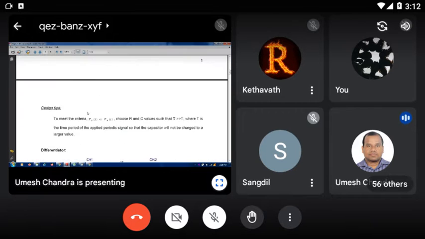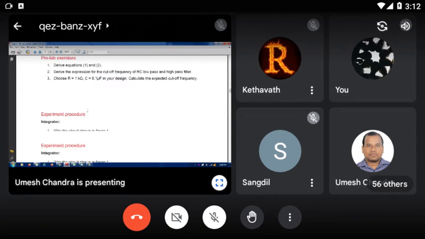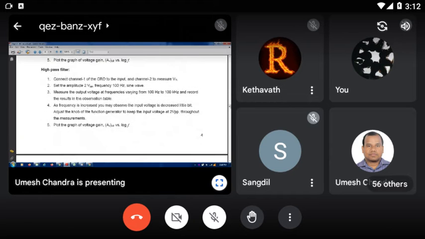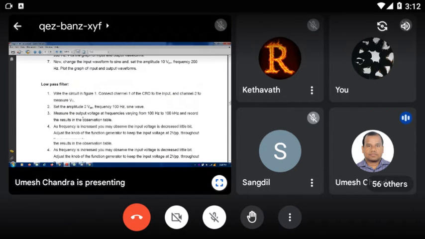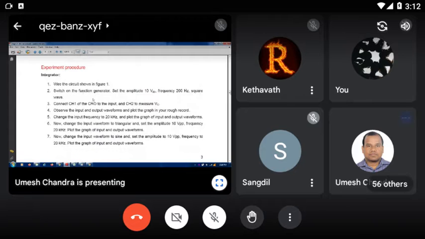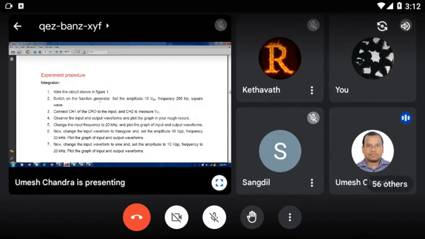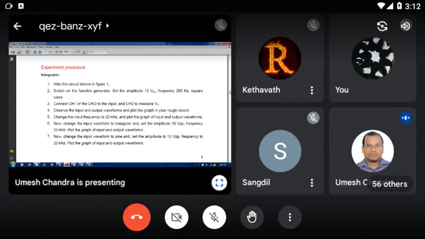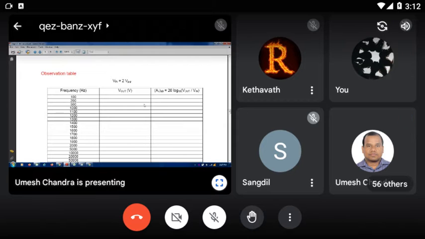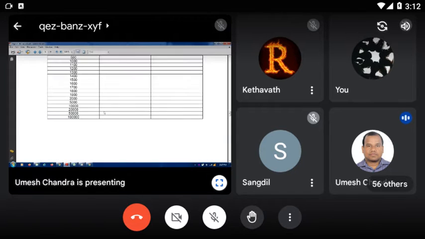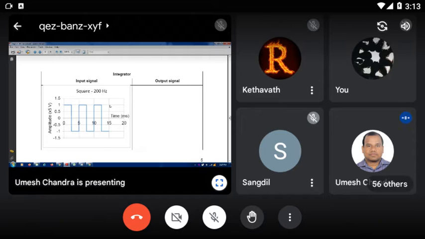Here now you see the observation table. This is the procedure. Integration in the integrator circuit shown in figure 1, function generator amplitude is 10 volt peak to peak and the frequency is 200 Hz. Square waveform input, connect to channel 1. This observation table is for the high pass filter and low pass filter. Now you see, this is the integration in the integrator.